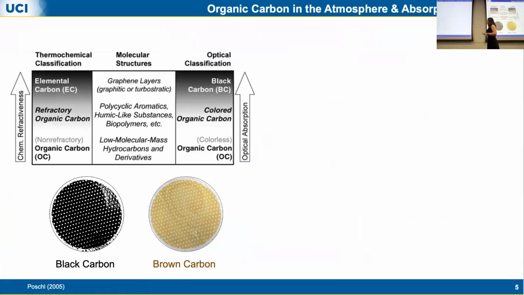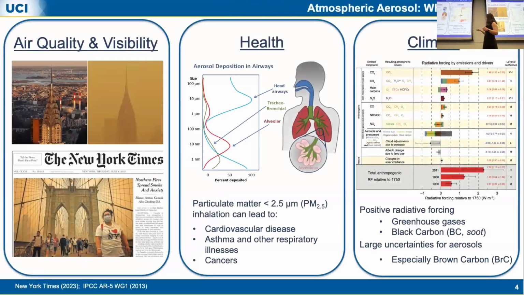So there's 3 different optical classifications here. You have organic carbon that's colorless. These are lower molecular weight species, hydrocarbons and their derivatives. I'm not really going to focus on that today. I'm more interested in colored things. So black carbon is the other extreme here.